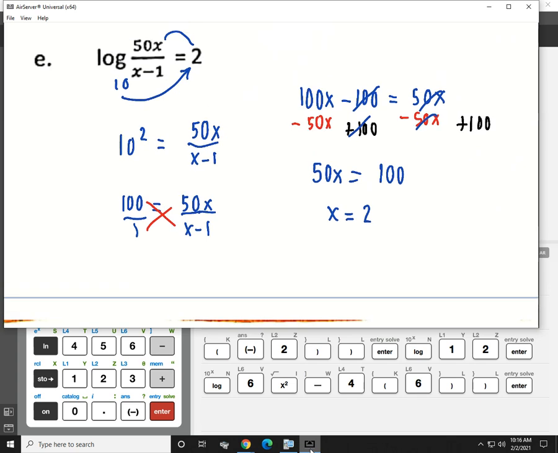What's 100 divided by 50? 2. So go to your calculator. Since this is a common log, you can just push the log button and then do alpha y equals number 1, do a fraction, and then do 50 times 2 in the top, and then do 2 minus 1 in the bottom, and push equals. What does it tell you? Does 2 equal 2? Yes. So once again, we prove no extraneous solution. So there you have it.